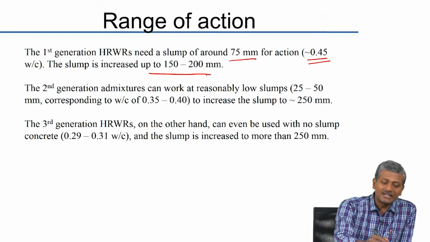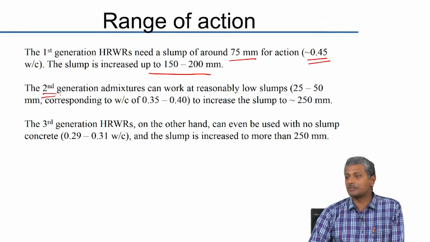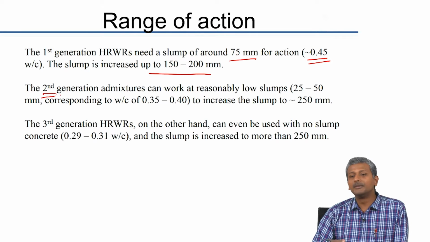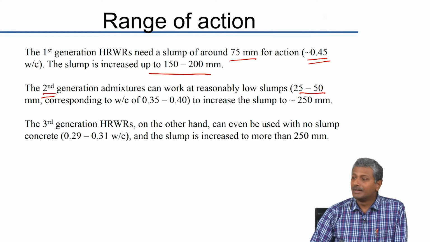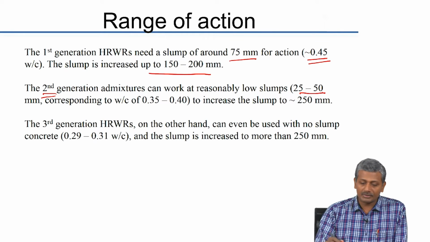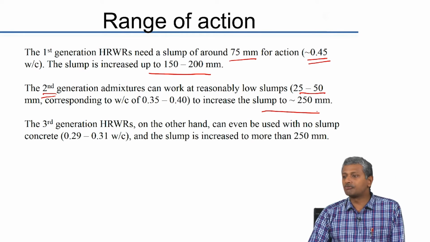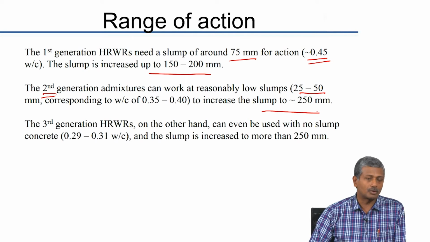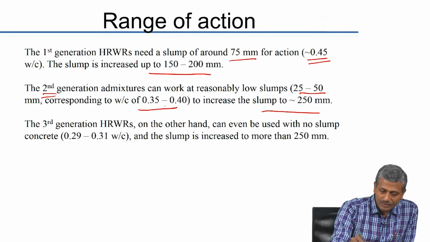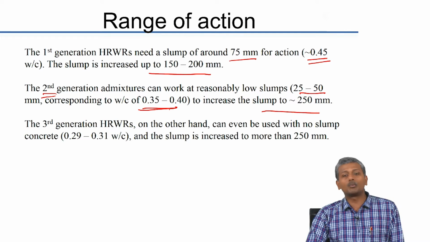When you are talking about the second generation, that is SNF or SMF admixtures, they can work with concretes which have fairly dry consistencies or low slumps between 25 and 50, and they can transform these concretes to almost a flowing condition, a slump of more than 250 millimeters. So, essentially a flowing concrete we are talking about. What this corresponds to is a water to cement ratio of 0.35 to 0.4.